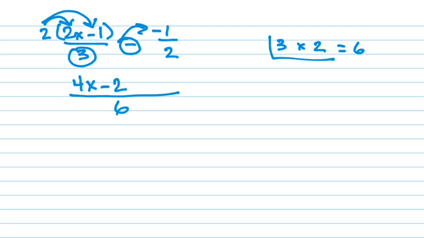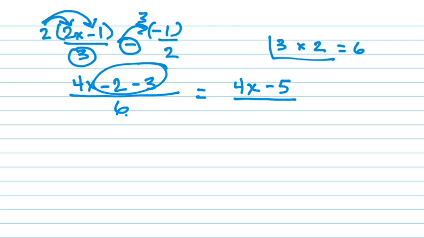Now let's do the next one. 6 divided by 2 is 3. And 3 times negative 1 is? Am I done? No, because those are like terms. So will the 4x change? No. What's negative 2 minus 3 going to make? Negative 5. Excellent. Still over what? 6. And now I can divide that 4 and 6 by 2, right?